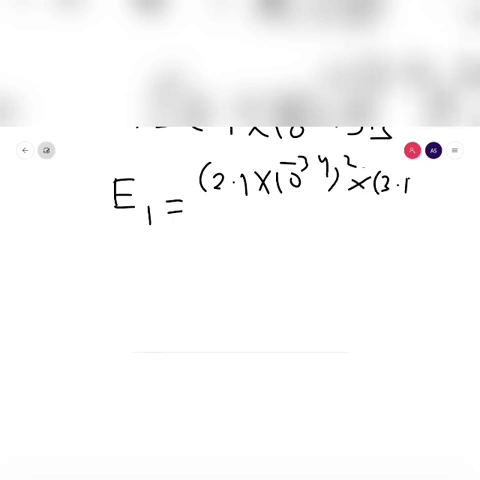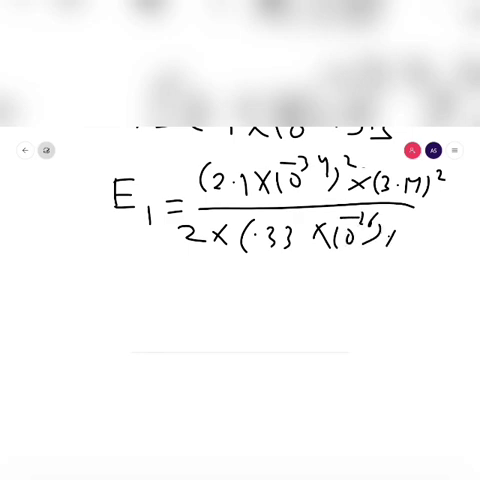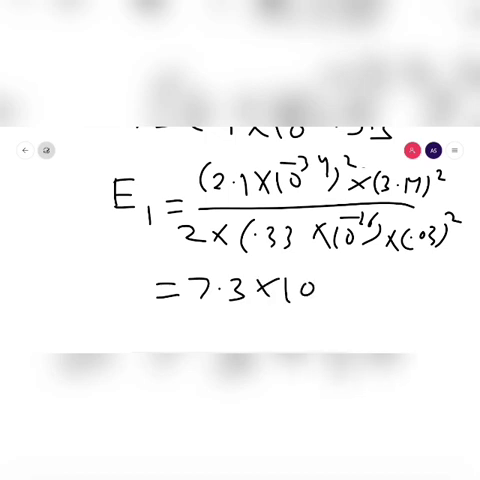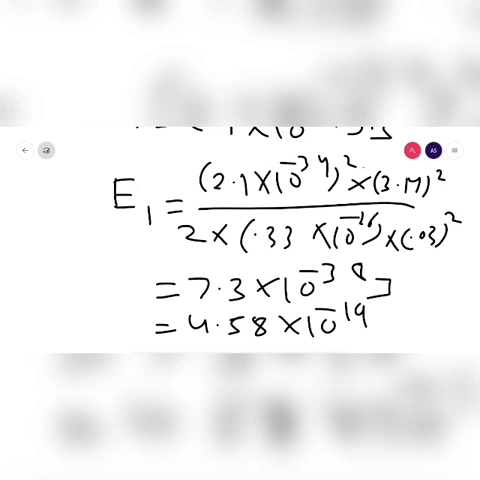When you put all the values in the lowest energy, E1 = (2.1 × 10^-34)² × 3.14² divided by 2 × 0.33 × 10^-26 × 0.03², you will get the lowest energy as 7.3 × 10^-38 joule, and also you can convert it to electron volt: 4.58 × 10^-19 electron volt.